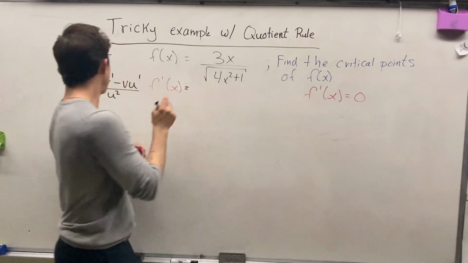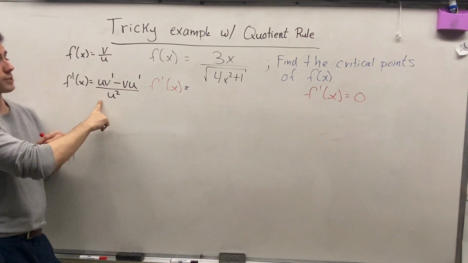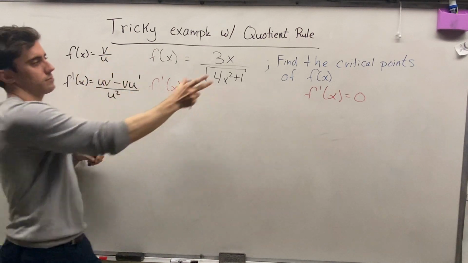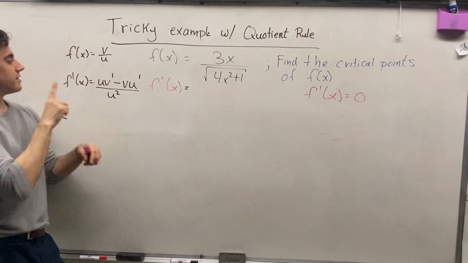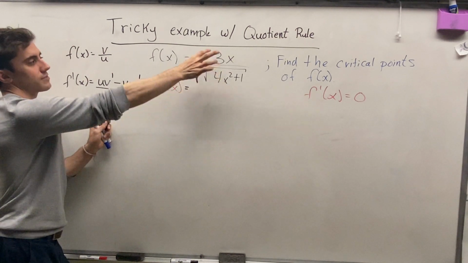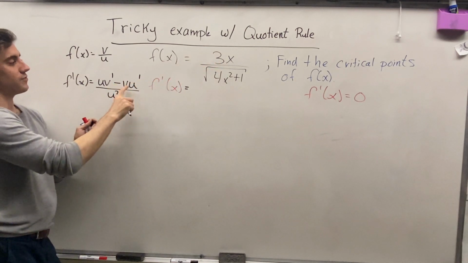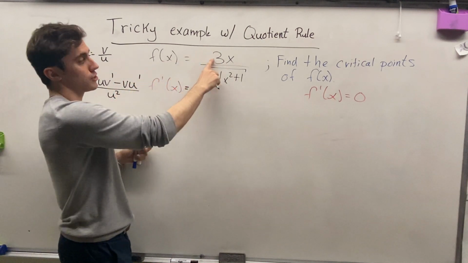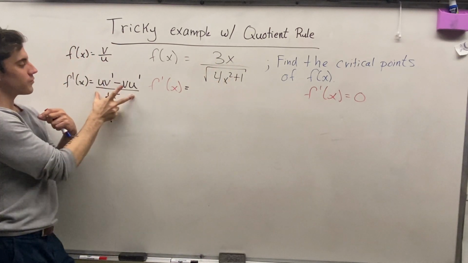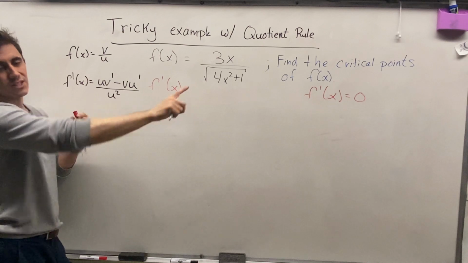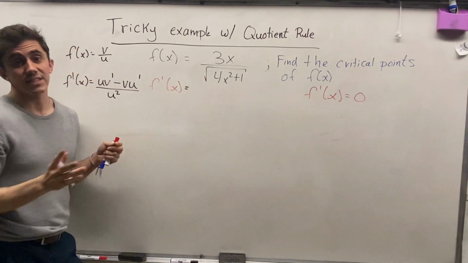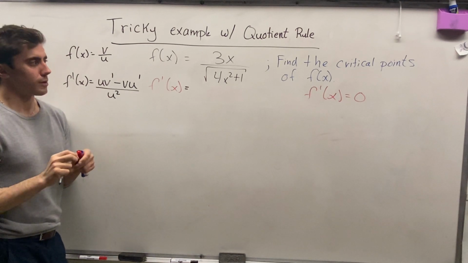If we do so, I'll remind you of the general quotient rule, excuse me. If f of x is equal to v over u, 3x over the square root of 4x squared plus 1, then f prime of x is u v prime, that is the denominator times the derivative of the top, minus v u prime, that is minus the numerator times the derivative of the denominator, and then all that over the denominator squared. Maybe you can see right away that when we square our denominator, the square root will just cancel out, and so our denominator won't be too complicated to deal with.